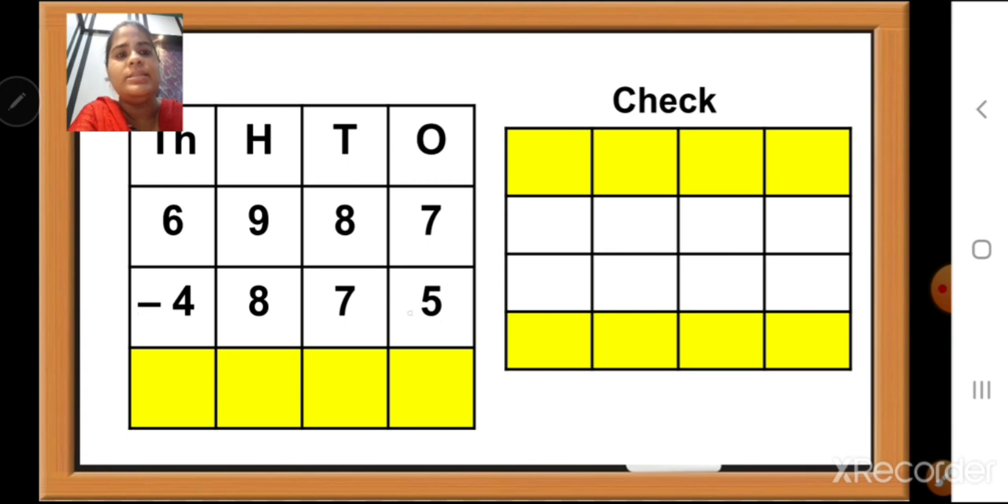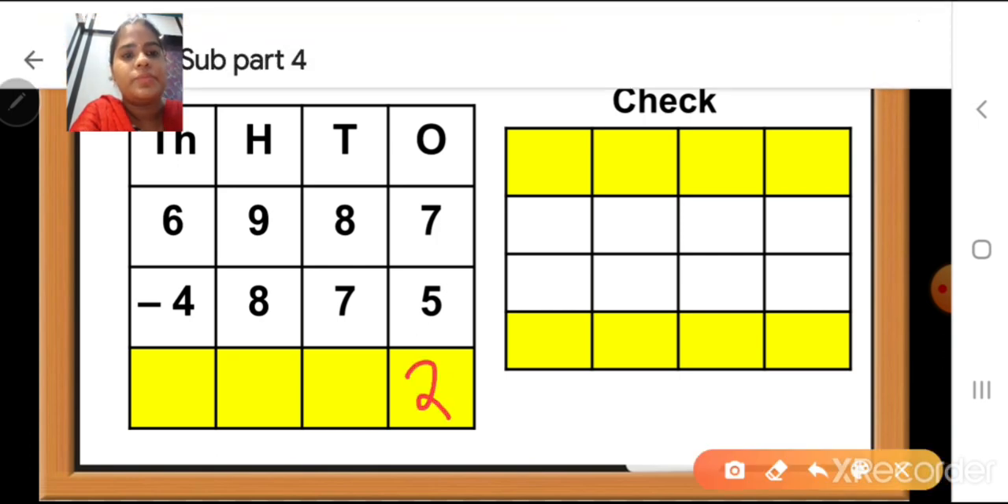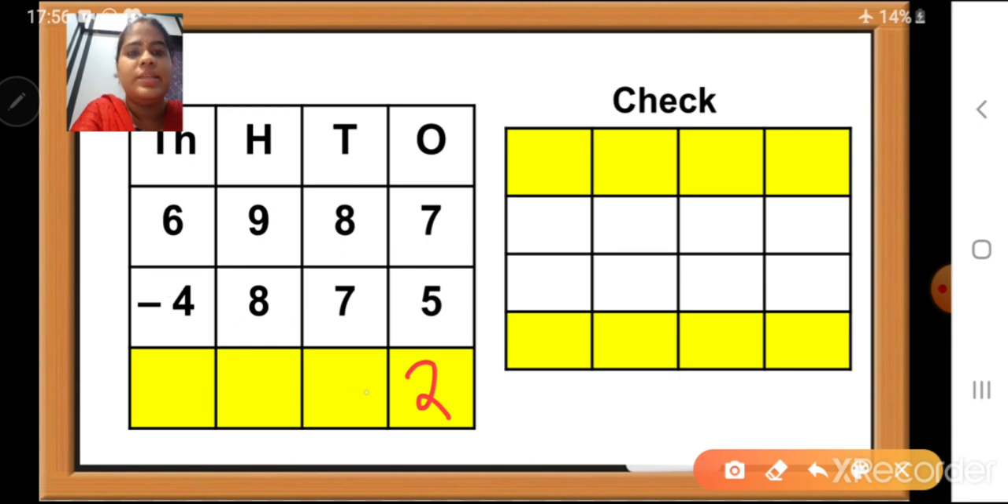7 minus 5. We will start from the 1's place. 7 minus 5 is 2. 8 minus 7 is 1. 9 minus 8 is 1. 6 minus 4 is 2. So our answer, or the difference, is 2112. Children, then again you have to draw a box where we are going to check.